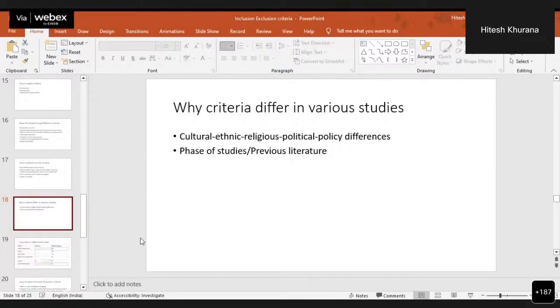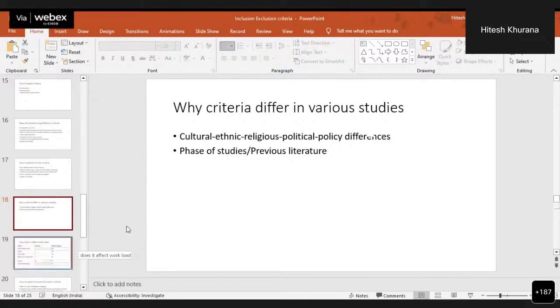Phases of the study: when we do not know about a particular drug, and we are a little skeptical about giving it to those who are at risk, at that time we will keep our criteria on the stricter, more stringent side. But when it is in phase 3 or phase 4 trials, and we are giving it to each and every person, the criteria are relaxed. So depending upon the phase and the cultural background, our studies can be different.